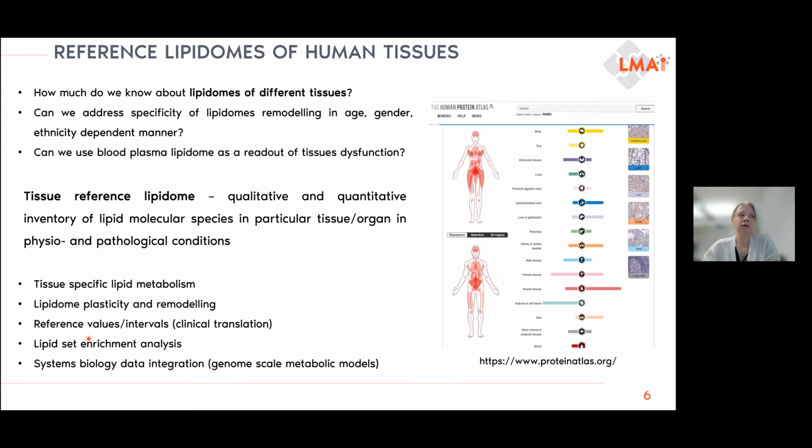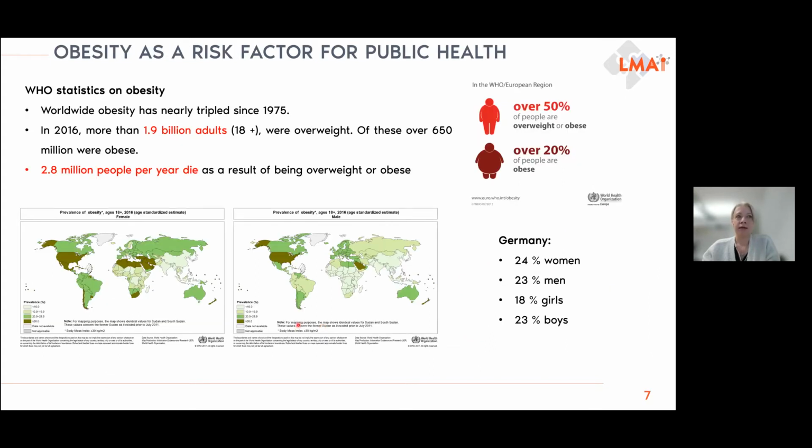We can also think about lipid site enrichment analysis. For instance, if you measure a certain lipidome, and you perform this kind of bioinformatic enrichment, you can really assign it to certain cell or tissue types, and of course to systems biology afterwards. So having all that in mind, like I told, we started a project a few years ago where we looked into lipidome remodeling in human obesity.